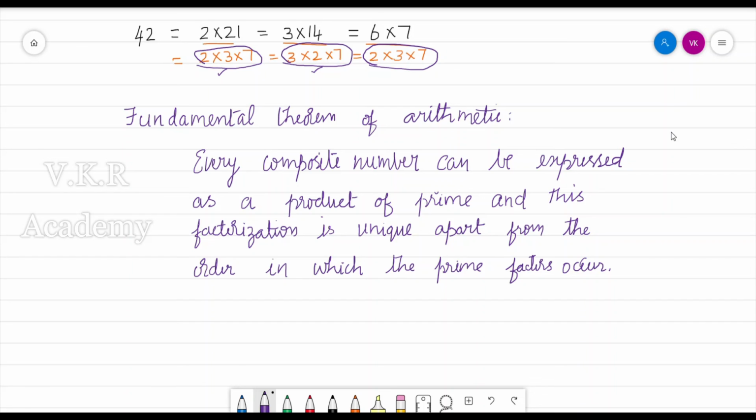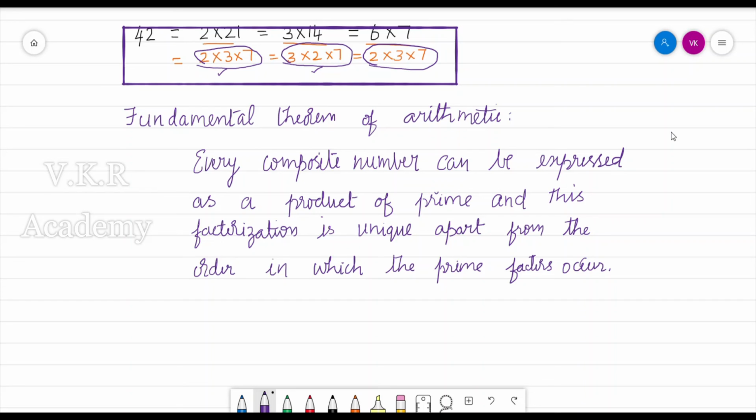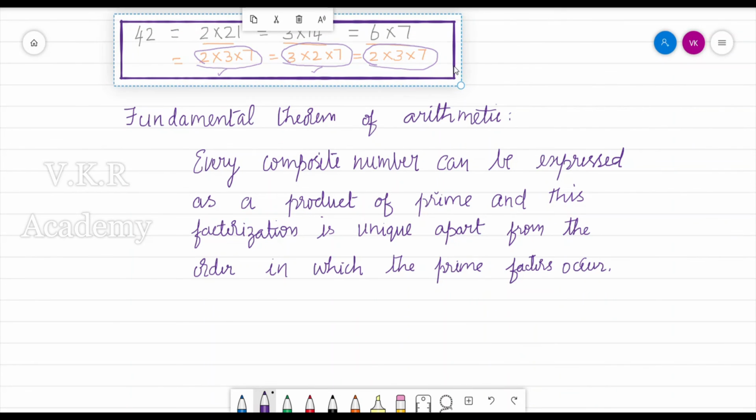So this is what we have explained using the illustration with the number 42. First we expressed 42 as a product of composite numbers, but the representation was not unique, and then we factored them into prime factors, in which case they were unique. We always had only the prime numbers 2, 3 and 7, but only the order in which they appeared was different. And this is what is officially stated in the fundamental theorem of arithmetic. The application of this we'll discuss in the next lecture.